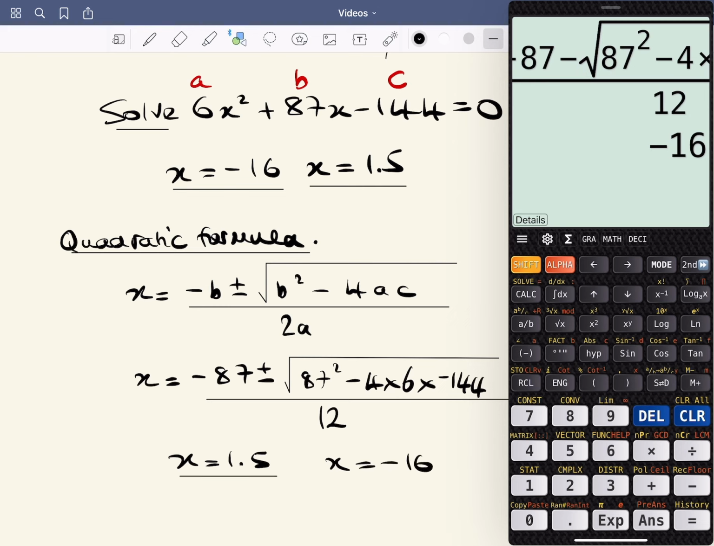And so you can see we've got via the quadratic formula the very same solutions as we got earlier with the polynomial setting.